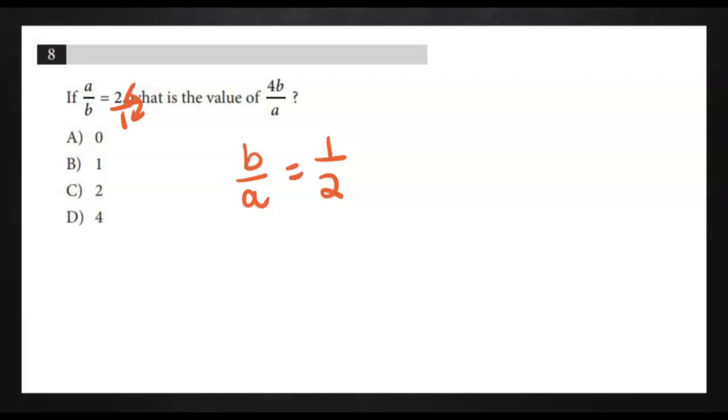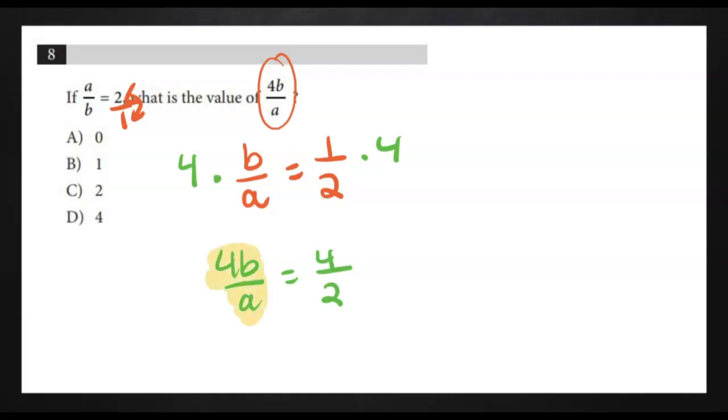So let's try to get the left side looking like that 4b over a. Well, if I do that, what I'm actually going to do is multiply both sides by 4. Then I would get 4b over a is equal to 4 over 2. Well, my left matches what I want to actually find. So when I simplify the right-hand side, I'm actually going to get 2. 4 over 2 gives me 2, and that is answer choice letter C.